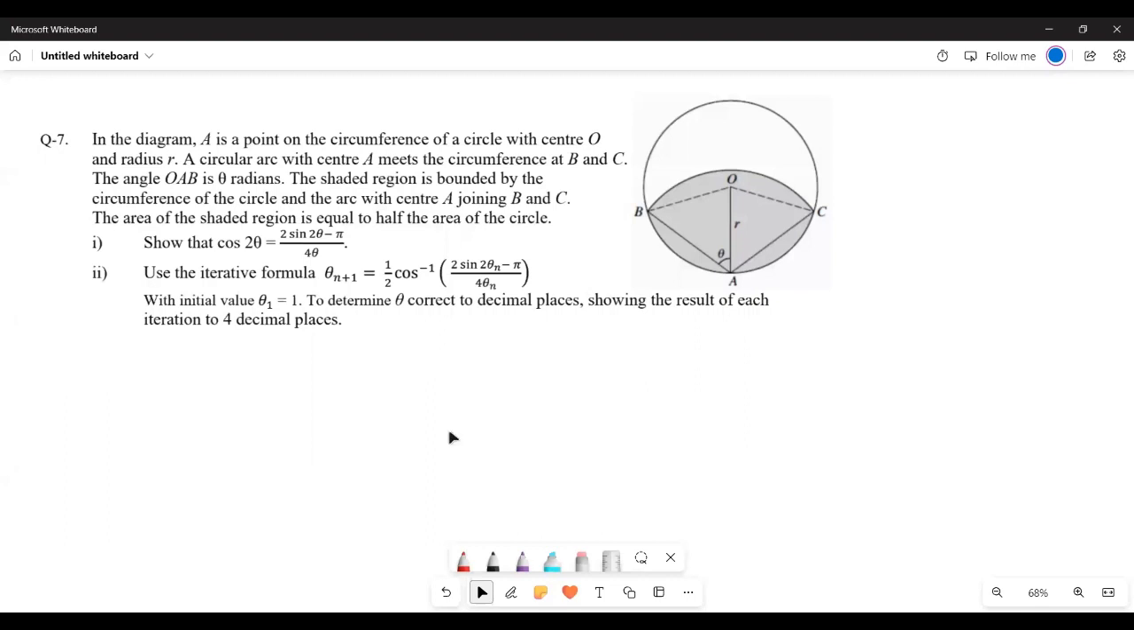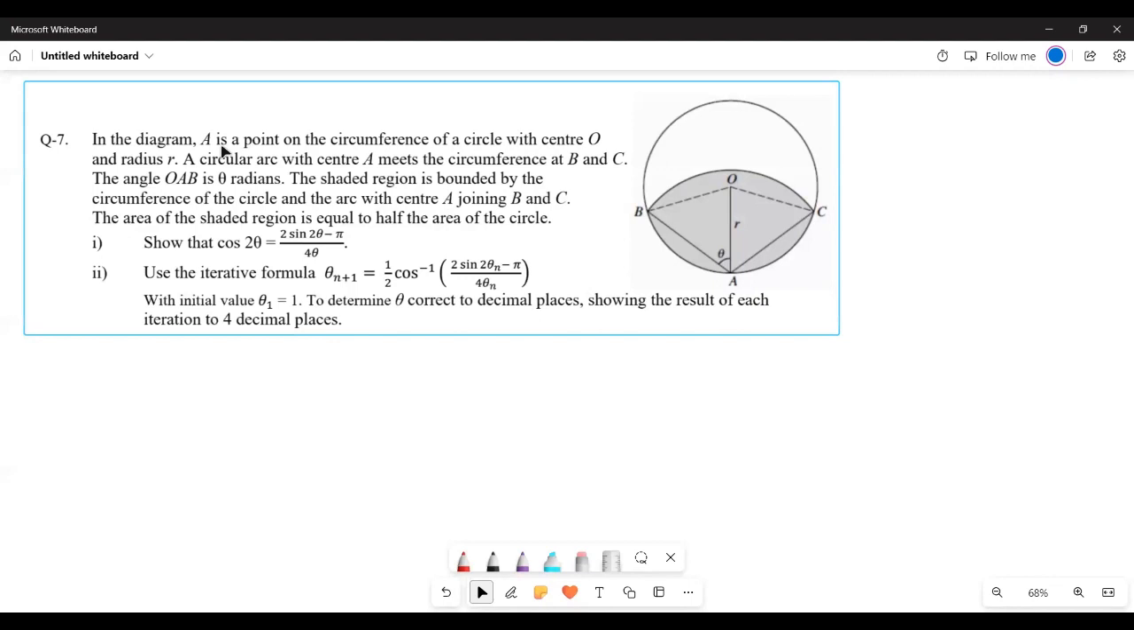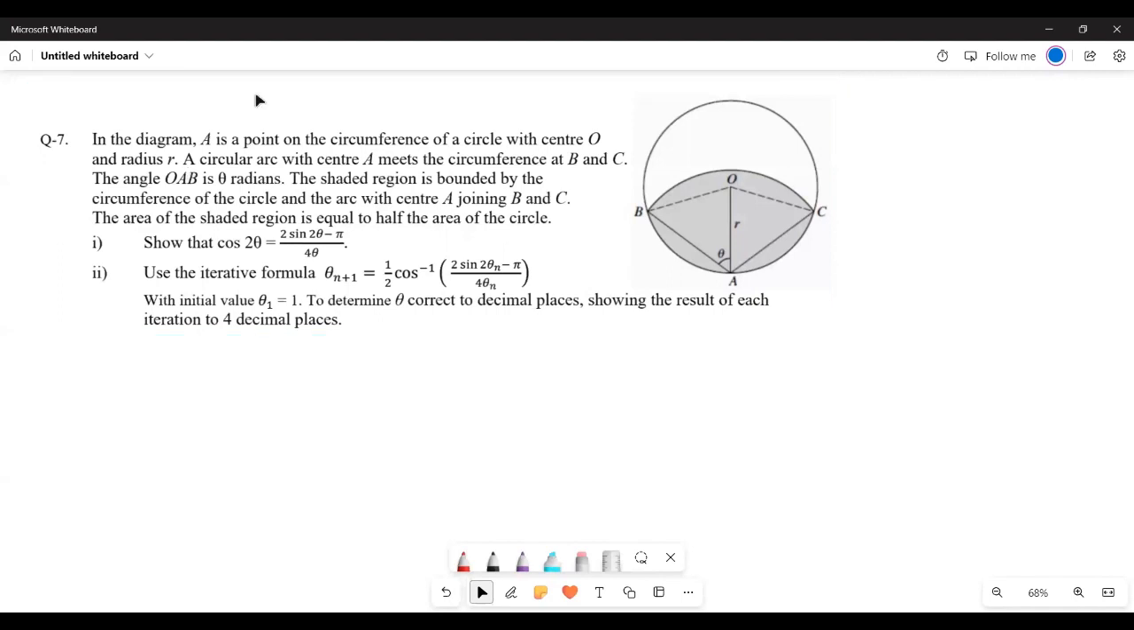Question number 7 of the worksheet. In the diagram, A is a point on the circumference of a circle with center O and radius R.